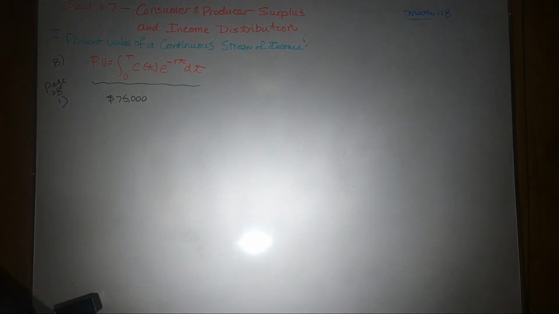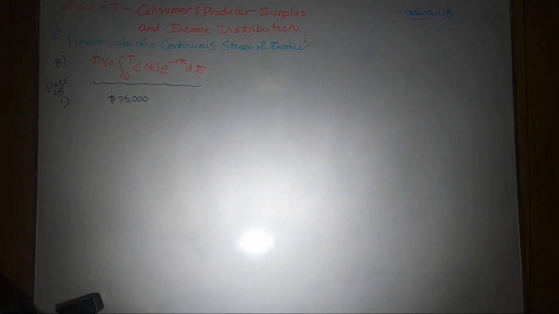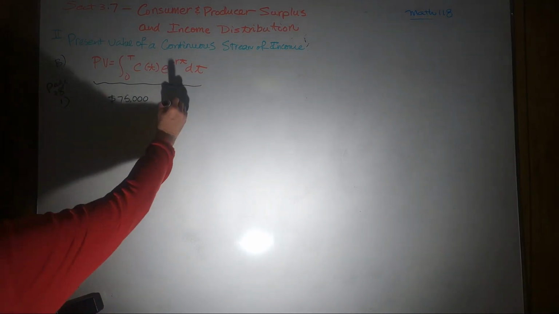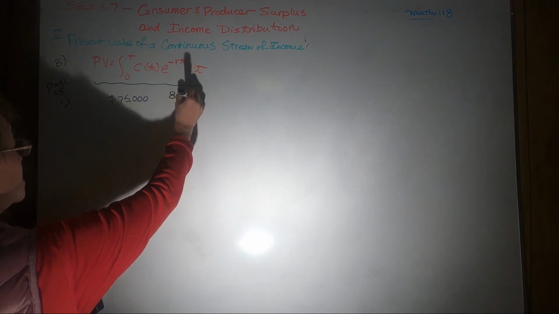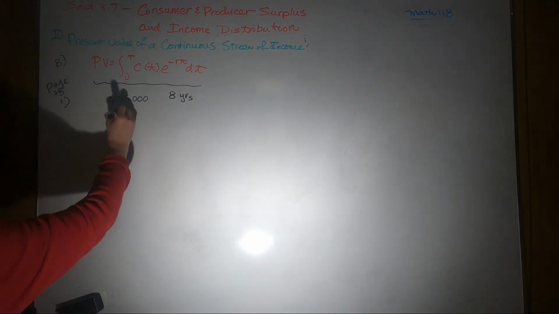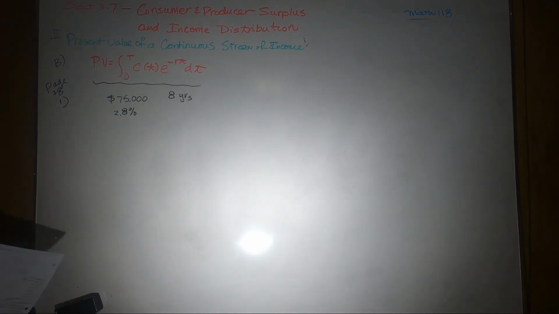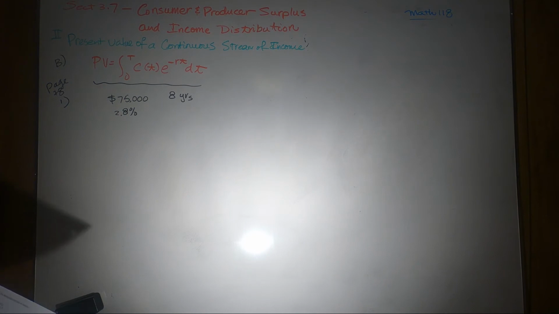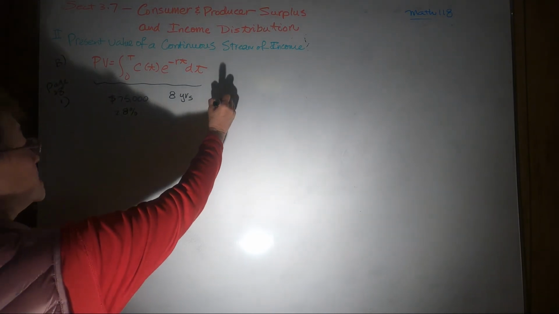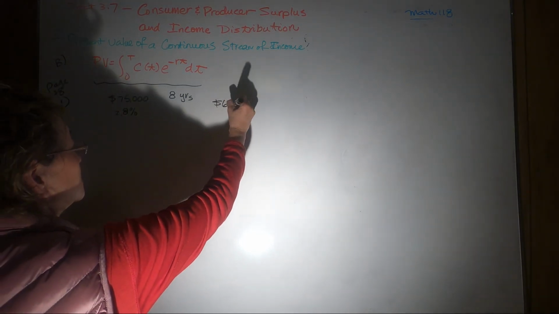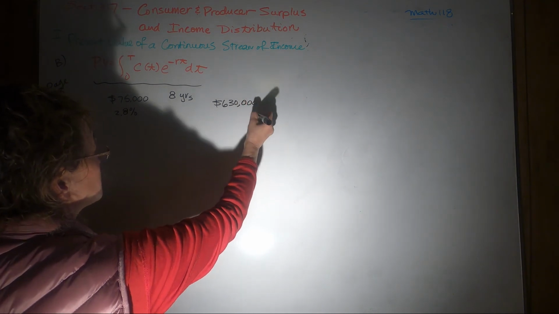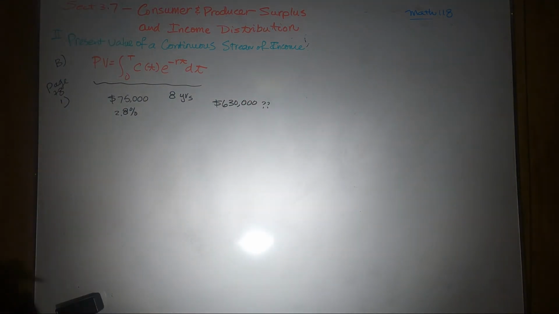So somebody wants to sell you this business. It generates income of $75,000 a year, say for the next 8 years. It seems fine, they can just continue doing so. At the same time, that money will earn 2.8% compounded continuously. Then somebody wants to sell you the business for $630,000. Are you going to buy it or not?